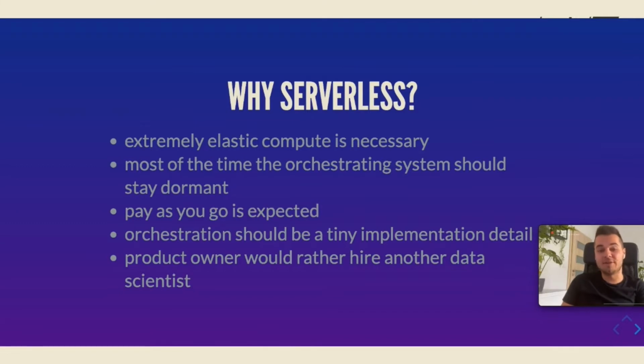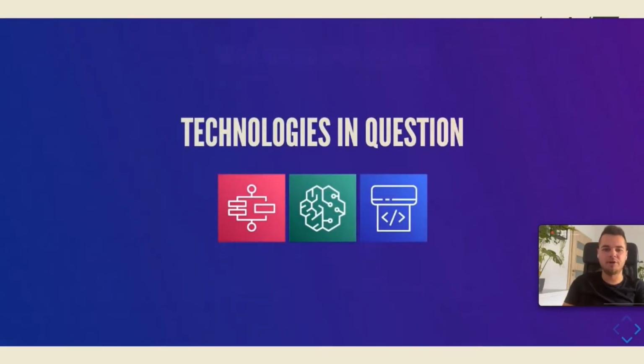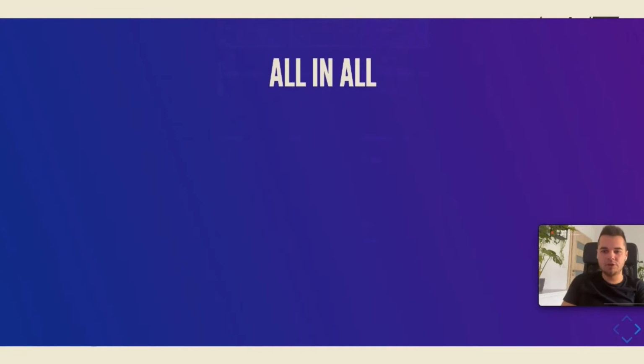brings little value, unfortunately. Moving on to the part 2, let's see what services AWS has to offer. Well, they have 3 of them: AWS Step Functions, Amazon SageMaker Pipelines, as well as CodePipeline. And all in all, they all solve the orchestration problem, but they do it in their own opinionated way.